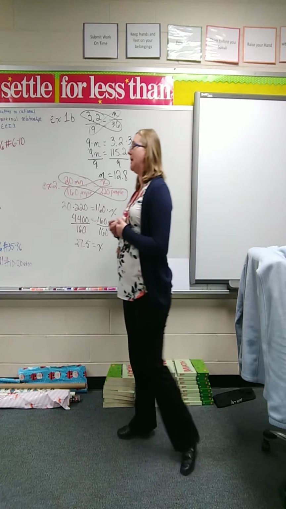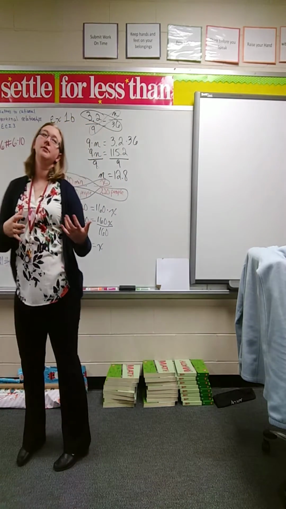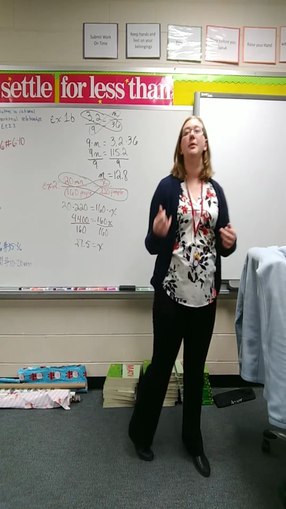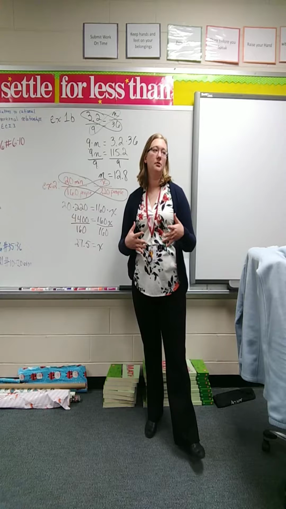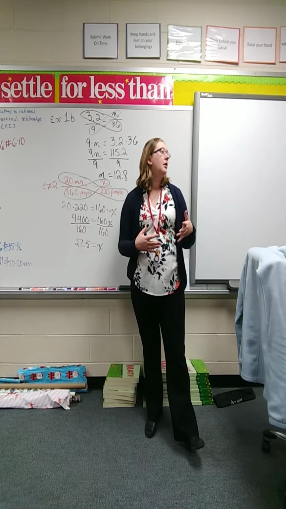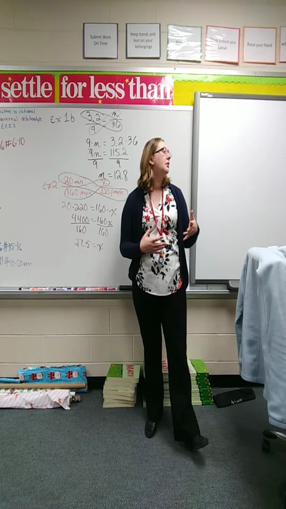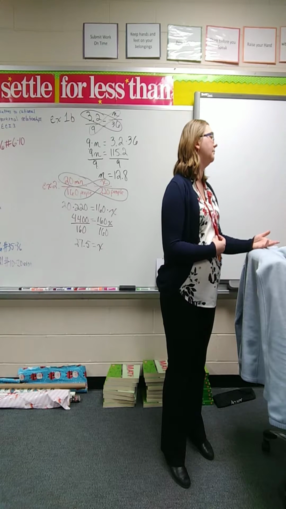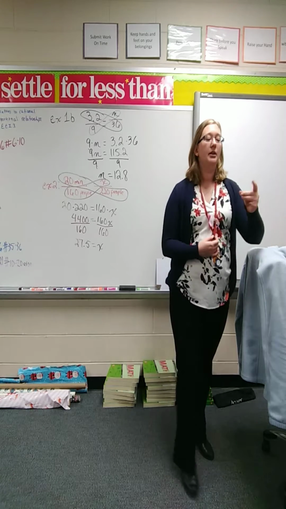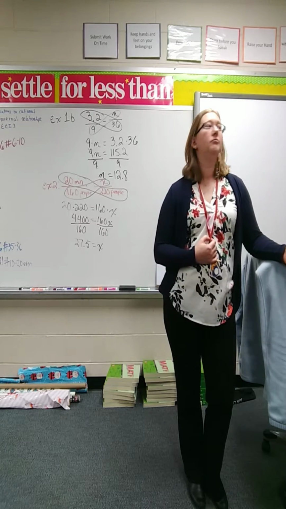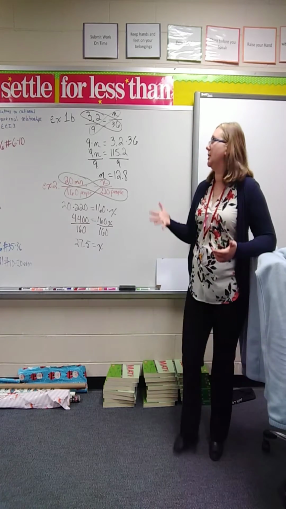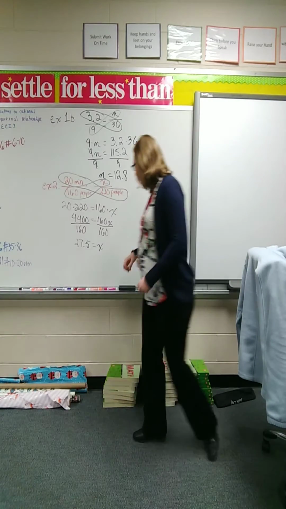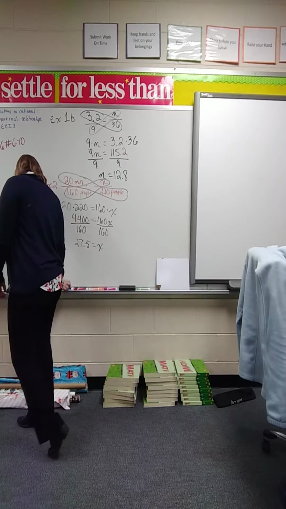In the book, it recommends that we find the unit rate first, and then we use the unit rate to put that into a proportion to solve. Do we have to find the unit rate first? No, because we know that it's proportional. So we can set it up as a proportion. Let's go ahead and do it that way.